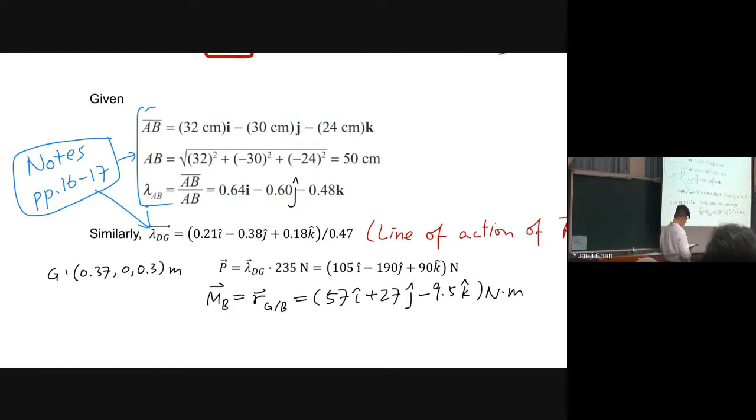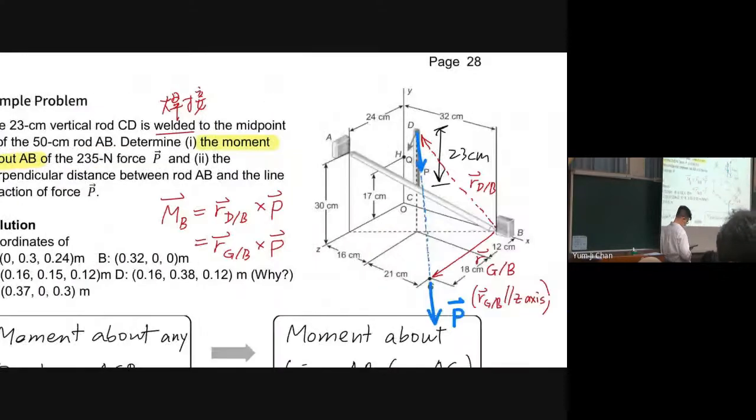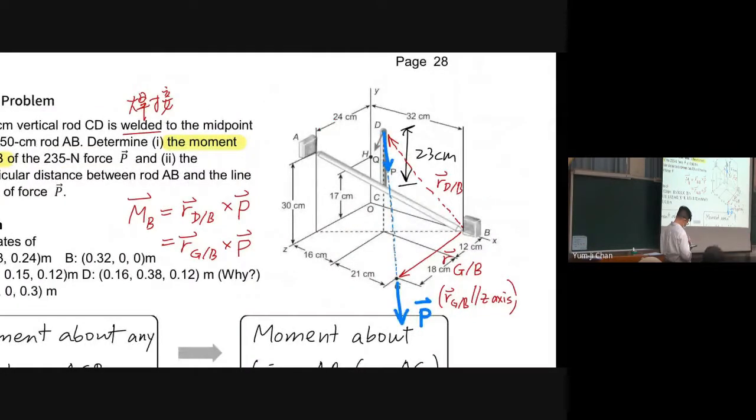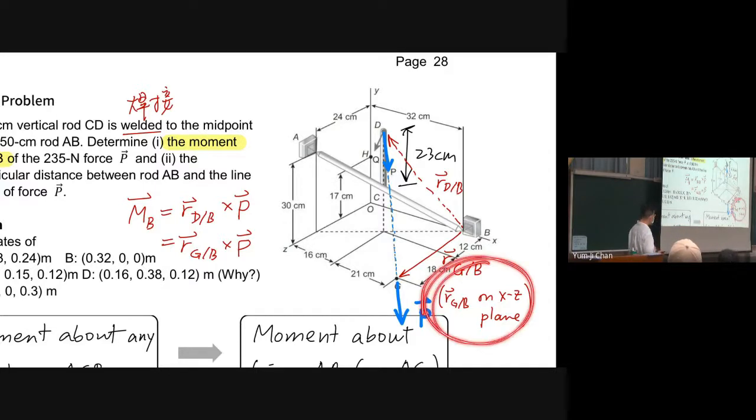Now, sorry that I made one mistake. This one is not parallel to the z-axis, but at least it is on the xz plane. So at least you are not dealing with three dimensions. Please correct this. The plane is right.